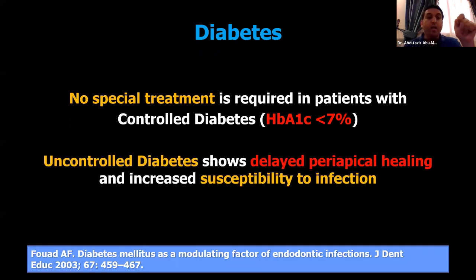The worst thing that you have is uncontrolled diabetes. It is clinically and scientifically proven to cause delayed healing and, eventually, susceptibility to infection. Patients with uncontrolled diabetes are the most likely cases to have inter-appointment emergencies. They will have more tendency to fail, and even a longer healing time.